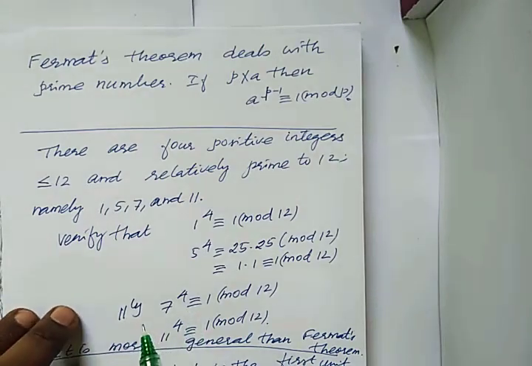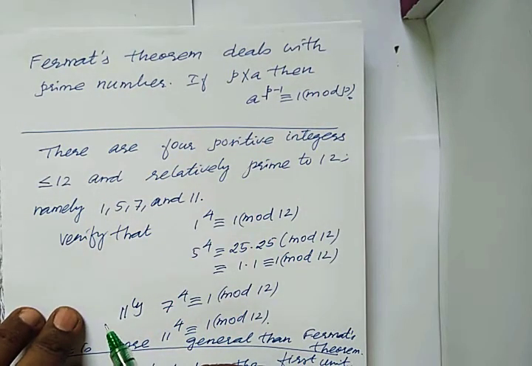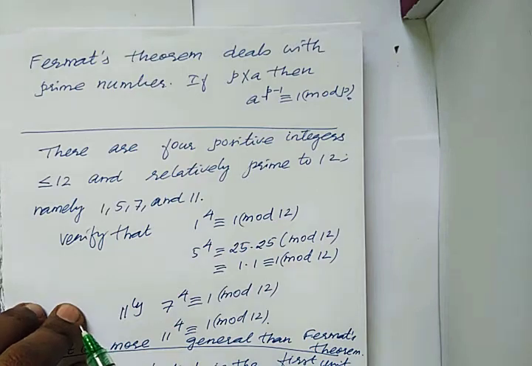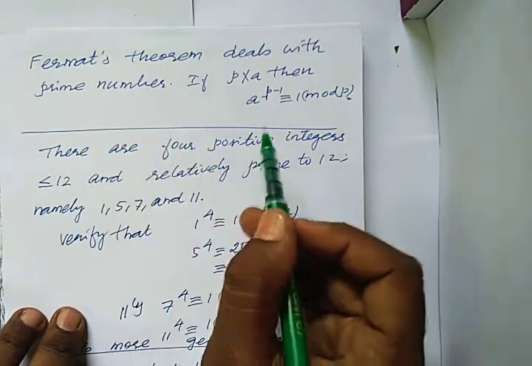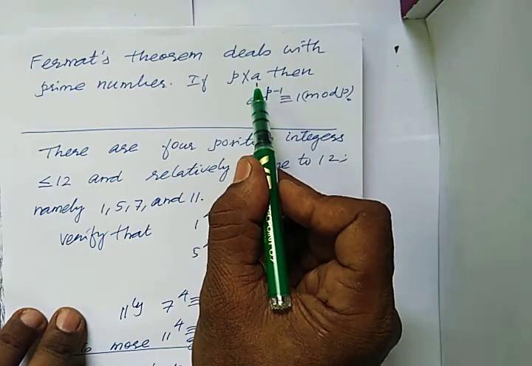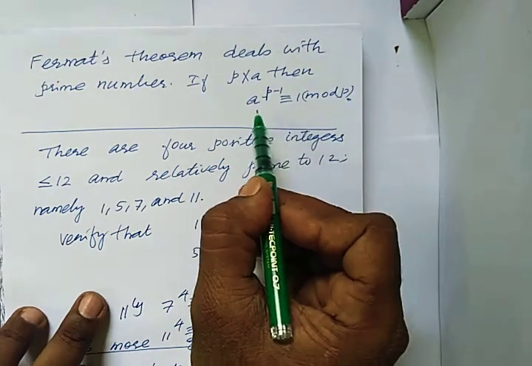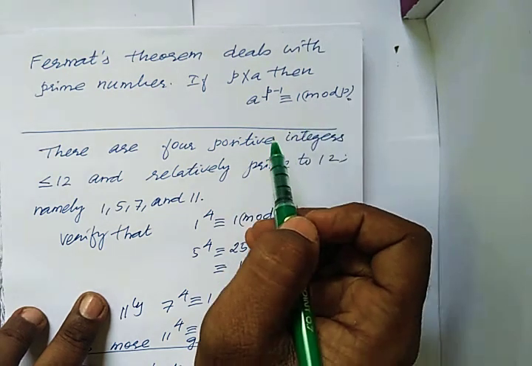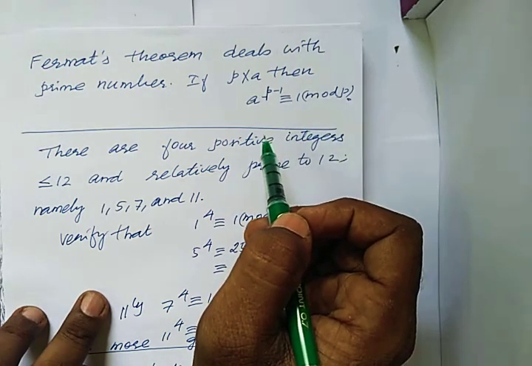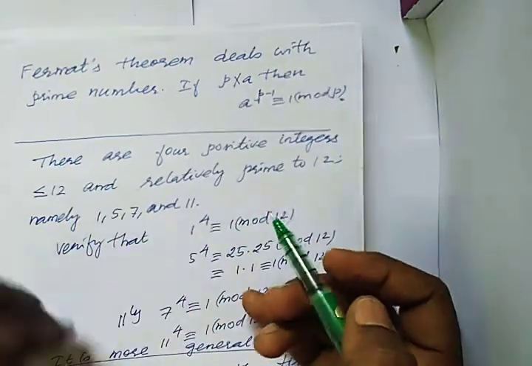Dear students, in the last sessions we saw Wilson's theorem and Fermat's theorem. Fermat's theorem says that if p doesn't divide a, then a to the power p minus 1 is congruent to 1 modulo p. Now consider this following discussion.